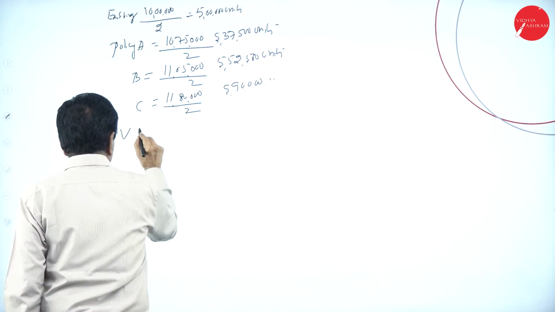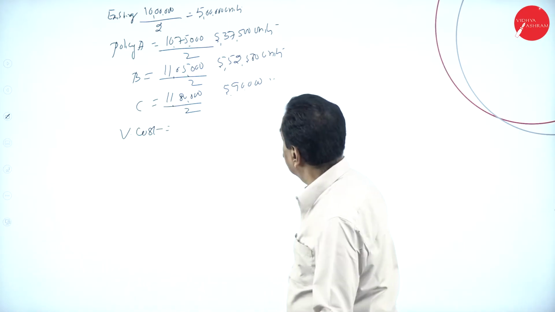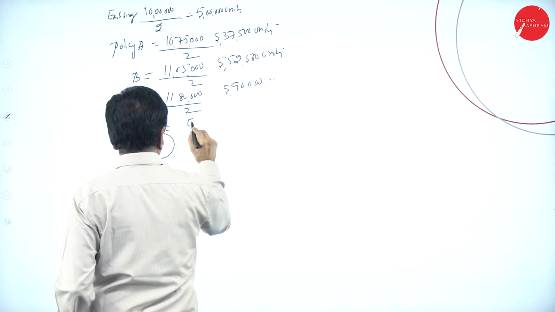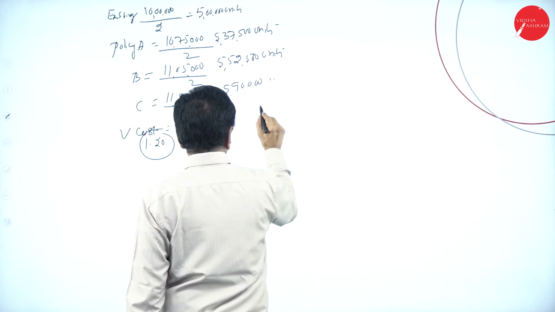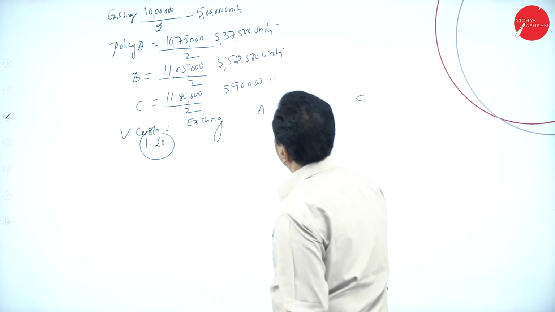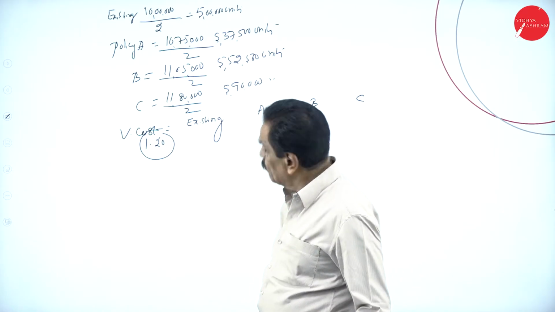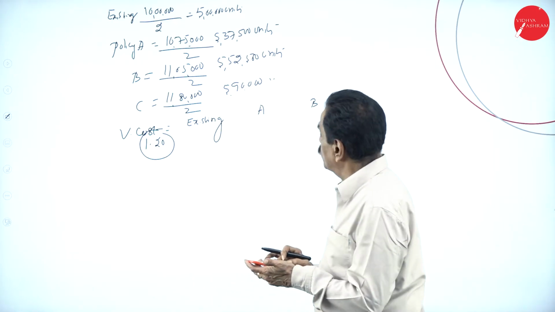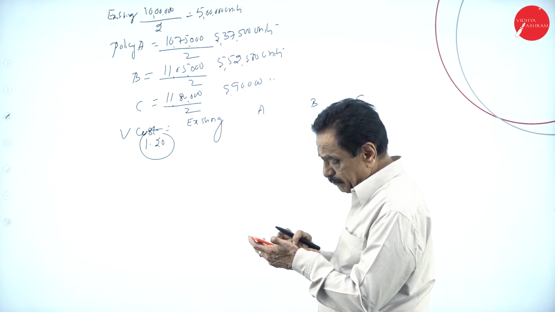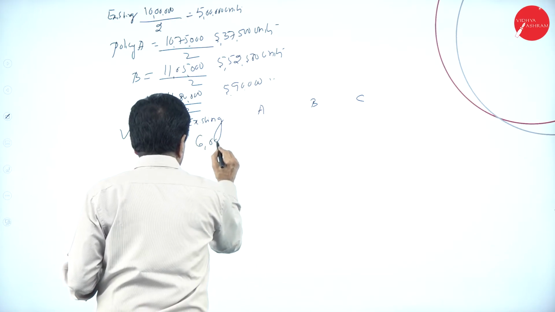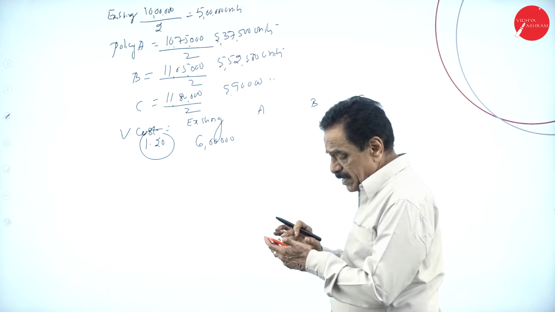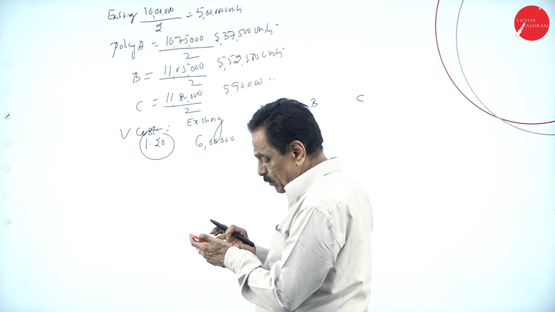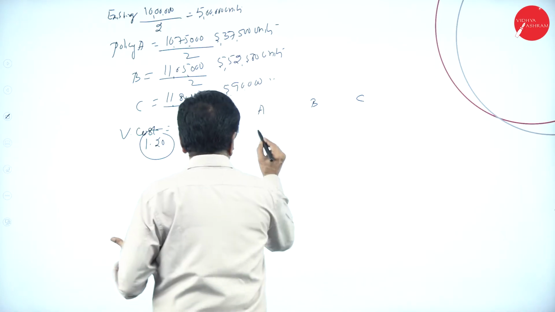Then regarding the variable cost, your variable cost is 1 rupee 20 paisa. Existing, policy A, policy B, policy C. Existing, how many units? 5 lakh units. 5 lakh into 1 rupee 20 paisa is 6 lakh. Then policy A, 5 lakh 37,500 into 1.20 is 6,45,000.